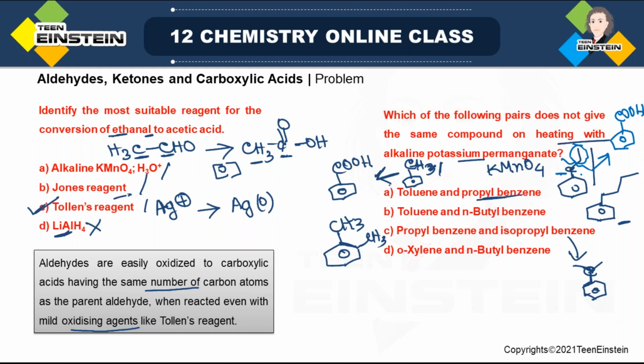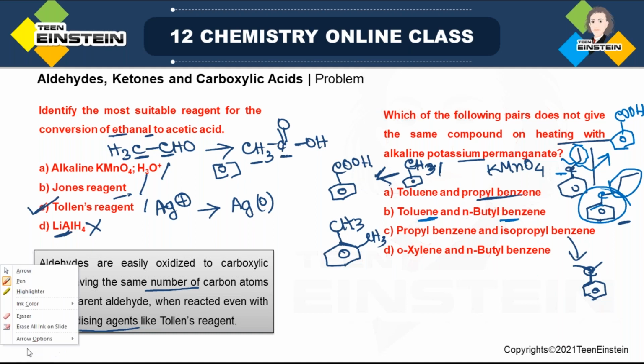So that is the question. It is asking which of the following pairs does not give the same compound. So option A, both compounds give you the same compound, which is benzoic acid. Now option B also: toluene gives benzoic acid, and n-butyl benzene, again, the carbon directly attached to the benzene ring is the only one remaining. The rest of the part will be lost. So again you get benzoic acid. So in option B also you get the same molecule.